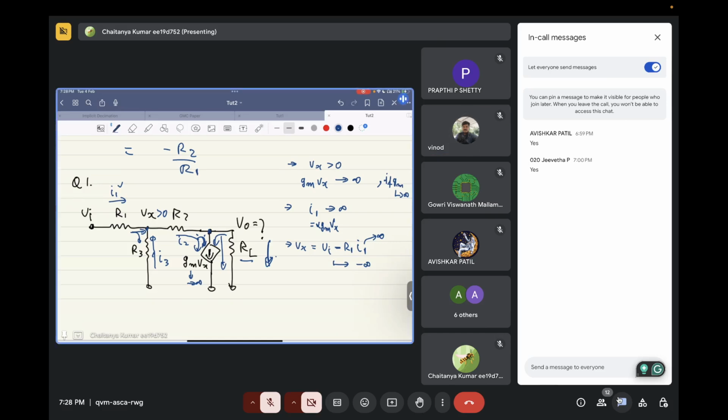So basically what I'm trying to say is this is contradictory, right? I initially assumed that Vx will be greater than zero. At the end, I am getting Vx as minus infinity, a huge negative value. So my initial assumption was incorrect, right? You can look at it this way. Is this clear now? So Vx can't be greater than zero. Clear up to here?